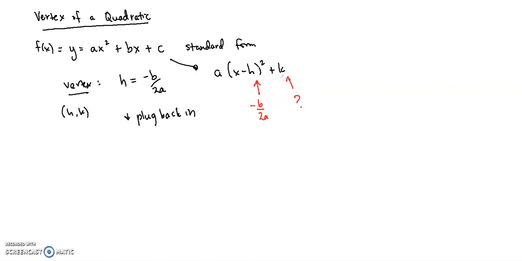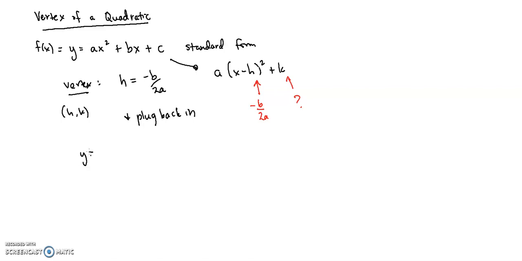So you may see a formula for the k in this book or in other books. To me, it's not worth memorizing it. It's not worth even using it because it's much easier just to plug the value that you get back into the equation and see what it comes out to be. So let's take a look at that so you can see what I mean.